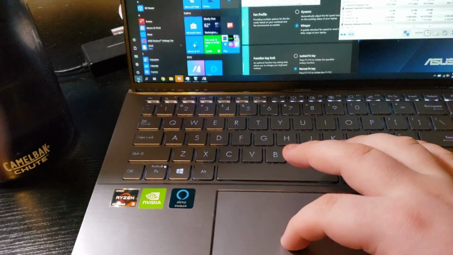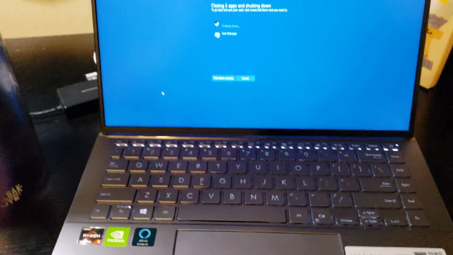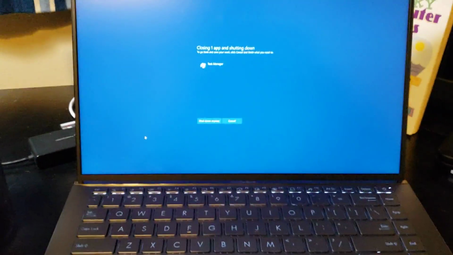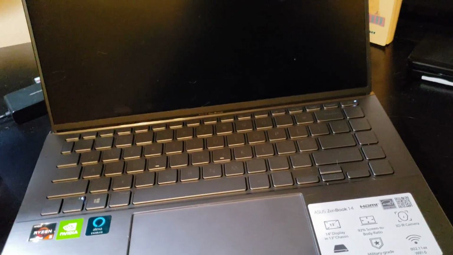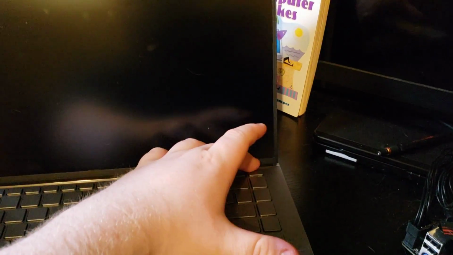Lego said you have to do a full shutdown. Sorry if the camera's shaky. You have to do a full shutdown, and once the computer shuts down, see the light go out? Light will go out in a second. Now I'll just turn it back on.